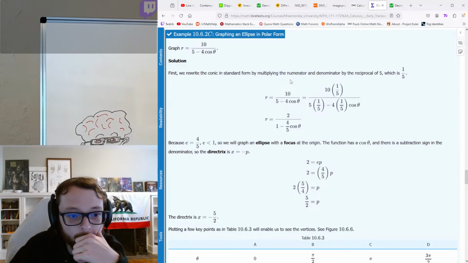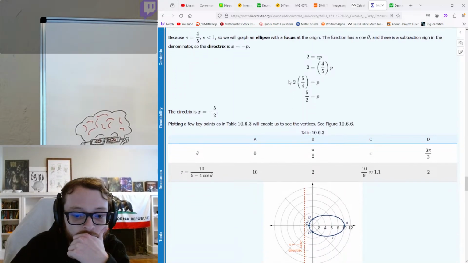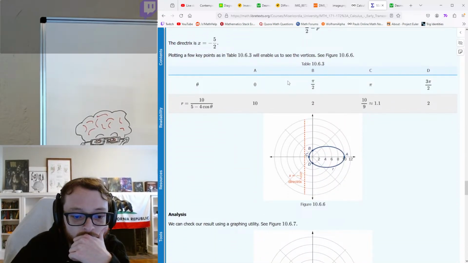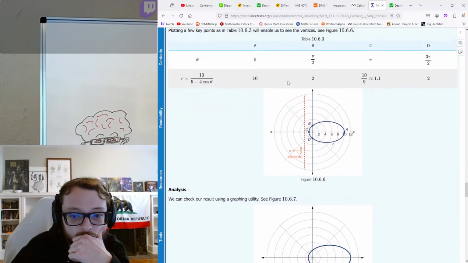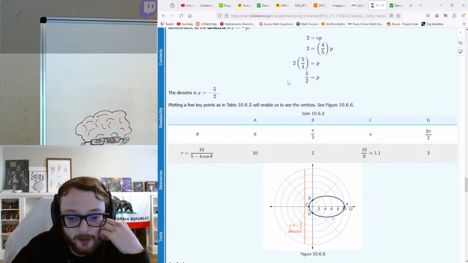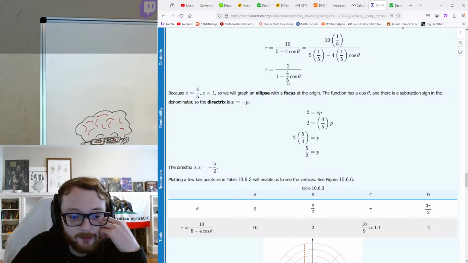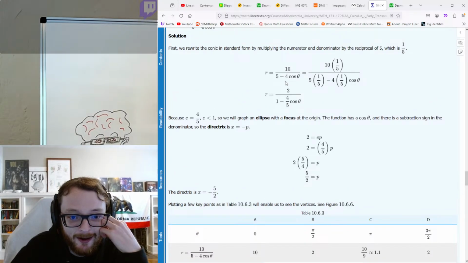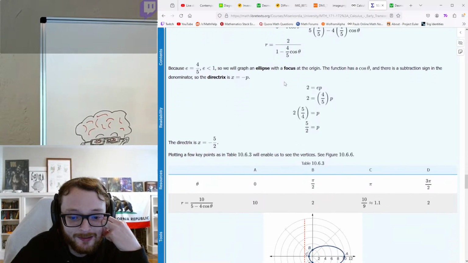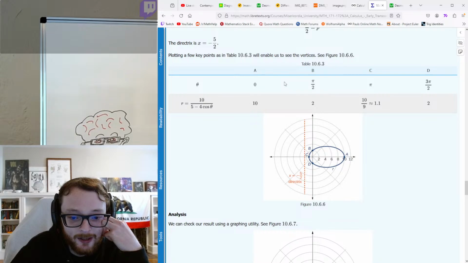Graphing an ellipse in polar form. So they just plot a few key points here, which I would definitely favor, but I want to see if there's like a trick that we can use. No, they just plot points. Okay, well, we know that's going to be an ellipse, which is a huge help.